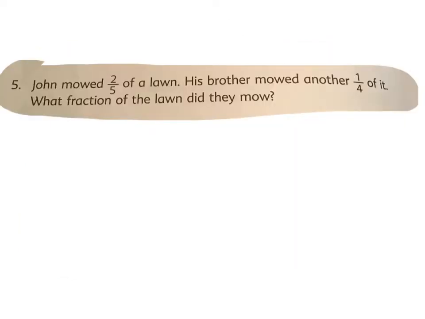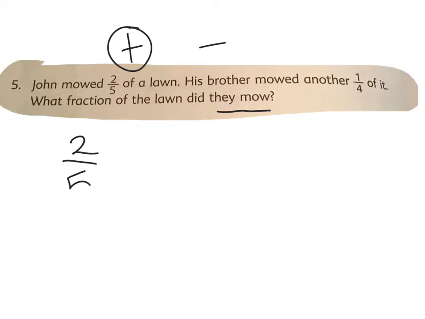All right, now that we know how to add and subtract fractions with unlike denominators, we are going to move into word problems. So in this one, John mowed 2/5 of a lawn. His brother mowed another 1/4 of it. What fraction of the lawn did they mow? So first of all, we need to decide, is it addition or subtraction? They're basically saying in all, so we are adding.